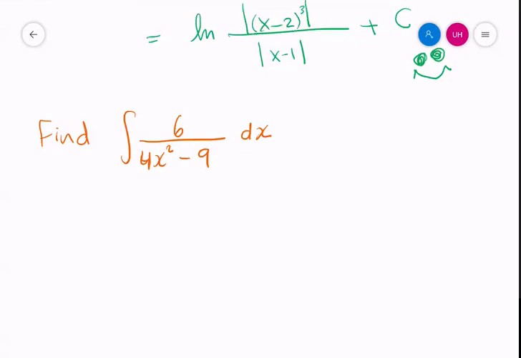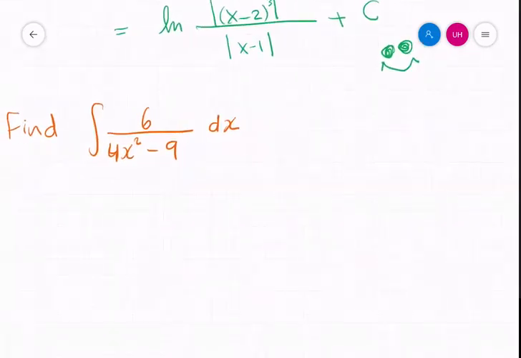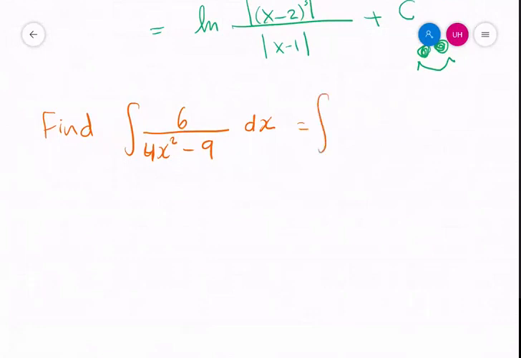Right. So as you can see, we have 4x squared minus 9, which is the difference between 2 squares. So we can write this in terms of 2 brackets. This can be written as the integral of 6 over (2x minus 3) multiplied by (2x plus 3) dx, because it's the difference between 2 squares, so there will be opposite signs in the brackets. Now we can do similar to what we did in the previous question, which is the partial fraction, make it A over, B, A and B, sorry.